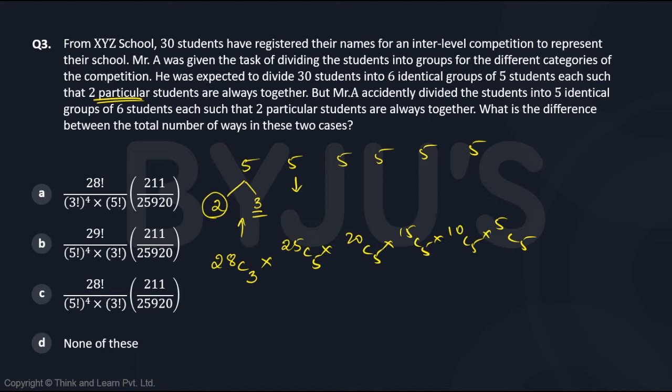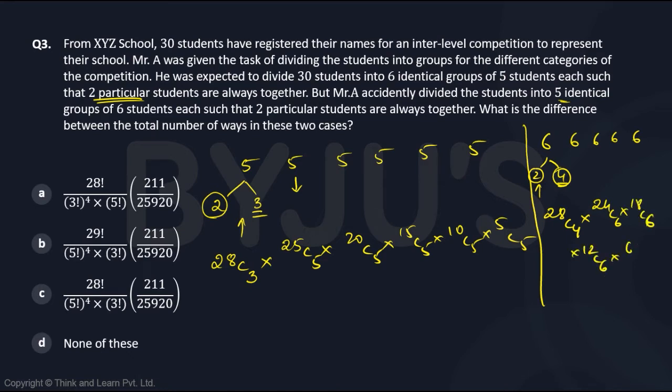Now what happens? We are looking at a mistake done by Mr. A, because of which he created 5 groups of 6 students each. So he created 6, 6, 6, 6, 6, only 5 groups. Again, these 2 people, so if I say 2 people are here, the remaining 4 are supposed to be here. So I will keep these 2 together. I will not select them because they are already in a group. So the remaining 4 people can be chosen in 28C4 ways. Once this is done, the remaining will be 24C6 into 18C6 into 12C6 into 6C6.